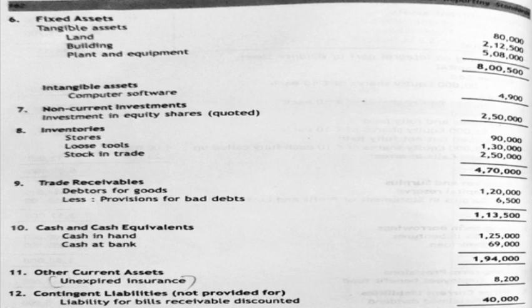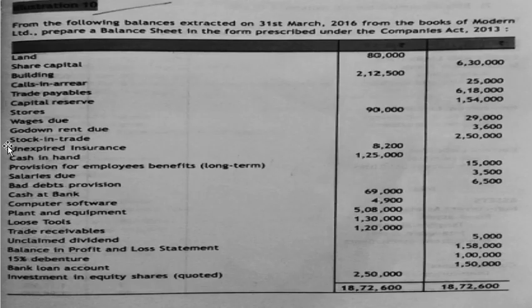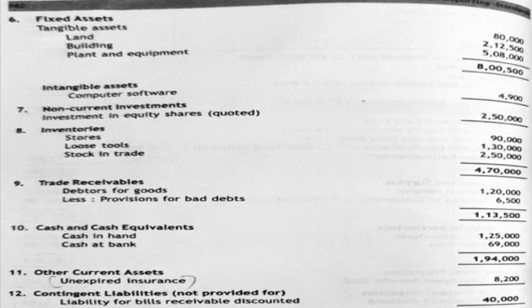Next, under non-current investments, all the investments will be recorded. The investments are investment in equity shares, which is 2,50,000. So 2,50,000 is being quoted here.